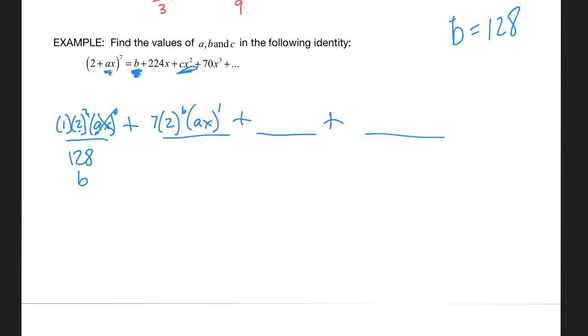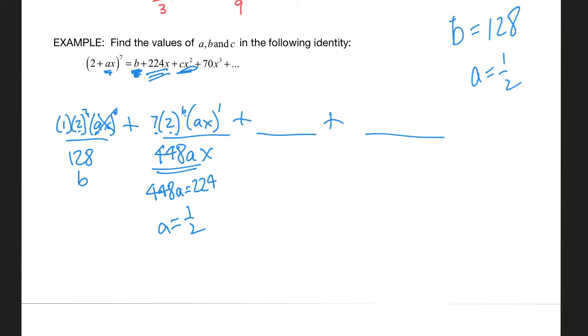Okay, so over here, let's see, 7 times 2 to the 6th, I believe, is 448ax. Oh, and I know what a is. I do not know what a is. I apologize. I know what b is. But I do know that this is supposed to equal 224. 448a is supposed to equal 224. So if you divide, a is 1/2.